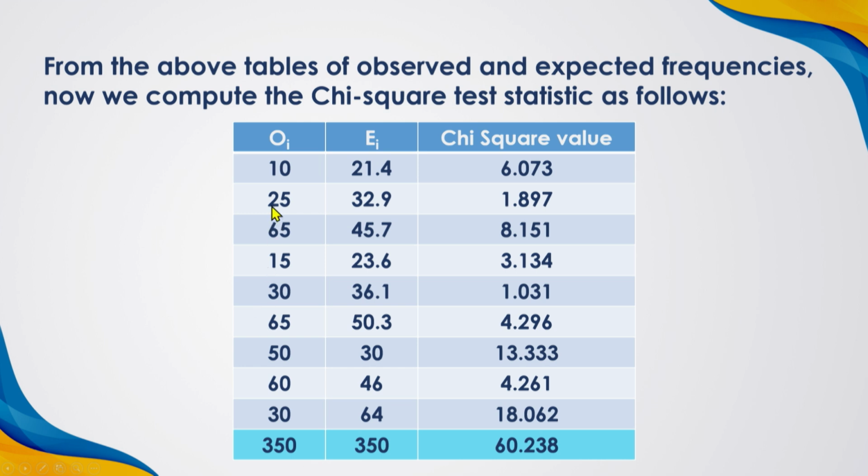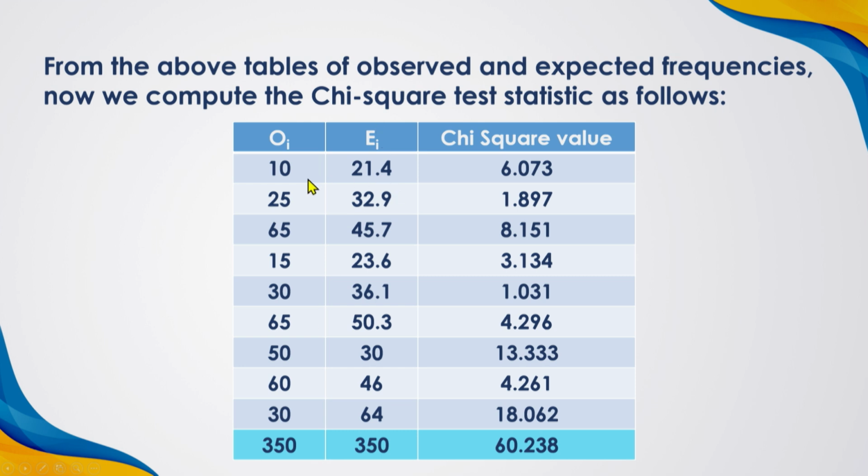In a table you have to go row-wise, that is, the first row values have to be kept first, that is 10, 25, 65. Then the second row has to be kept next, 15, 30, 65. Then the third row has to be kept next, that is 50, 60, 30. The order should be followed properly. You cannot place your order in another manner.